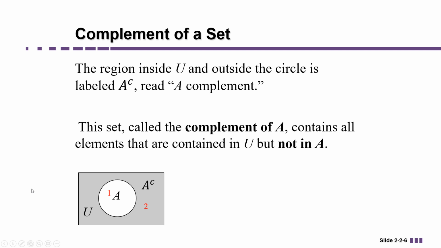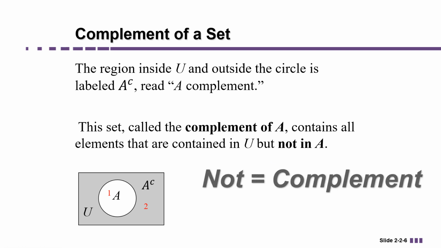The third set operation we're going to look at is a complement. In this diagram, the region inside of U but outside of the circle A is called A complement, or the complement of A. It contains all the elements that are not in A. So not in a set means it's in the complement.